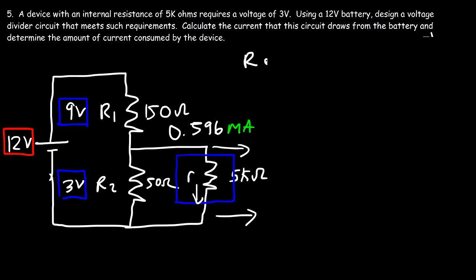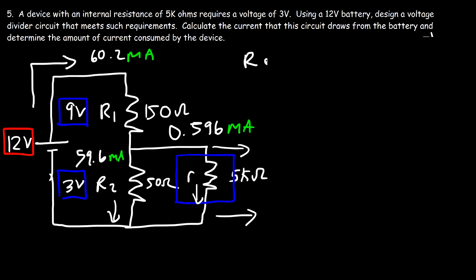Now how much current flows through this resistor? It's going to be 2.98 divided by 50. And so you should get 0.0596 amps. If you multiply that by 1,000, that's equal to 59.6 milliamps. Now, if we add those two numbers, 59.6 plus 0.596, that's equal to 60.2 milliamps. So that's how much current is delivered by the battery.